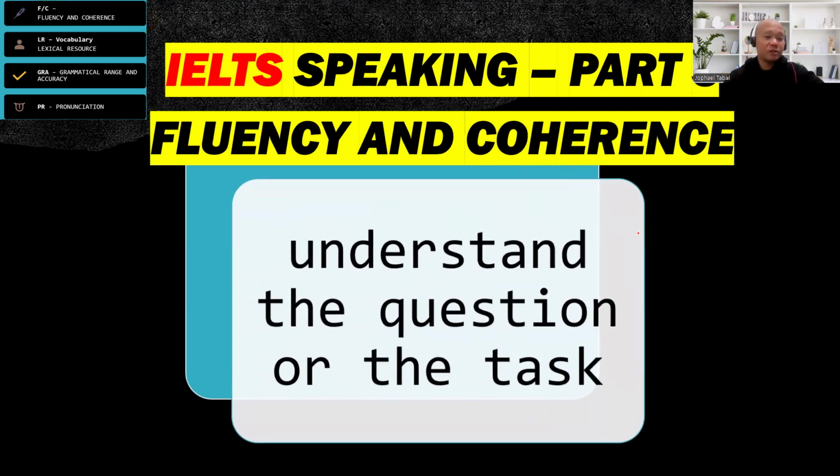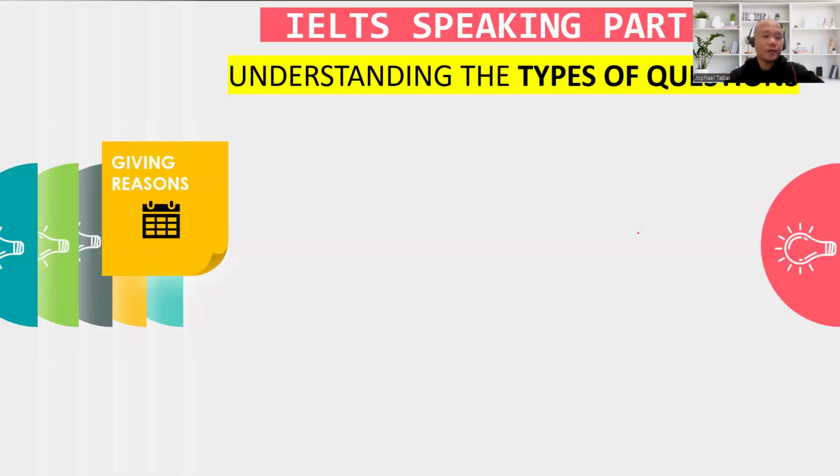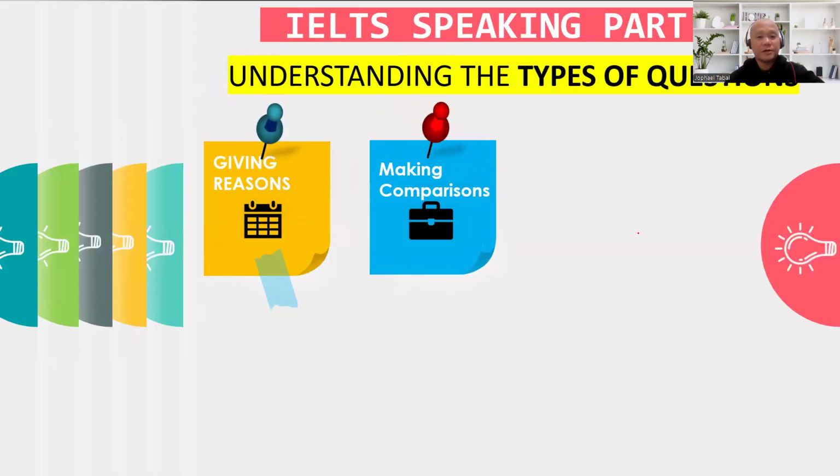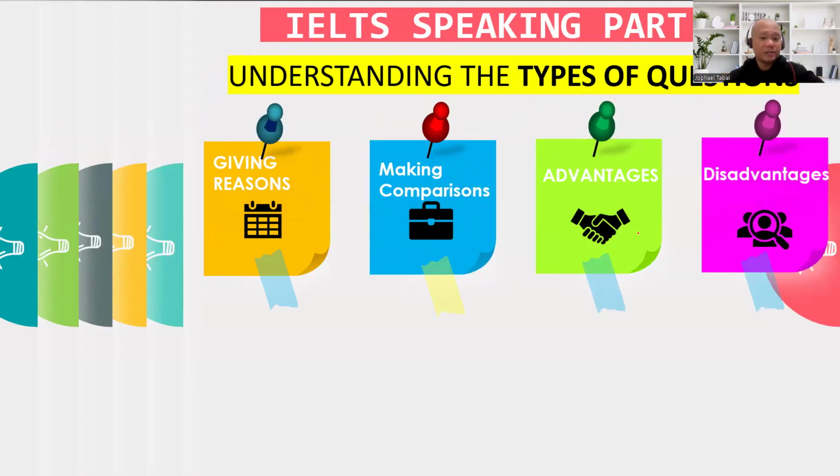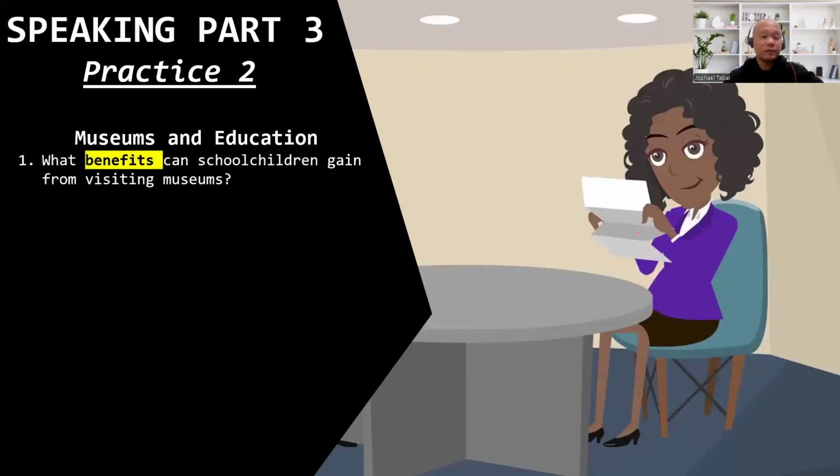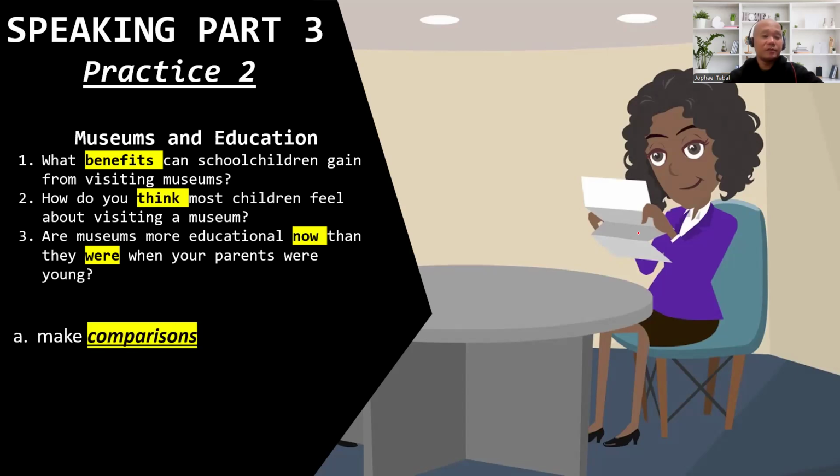Now, let us first check understanding the question. In IELTS speaking part 3, there are 3 general types of questions, okay? We have giving reasons, questions that ask you to compare A and B, and questions that ask you to give the advantages and or disadvantages. So these are the 3 main types of questions. Now, the reason why we need to understand each type of question, let's have an example first. So what are these types of questions?